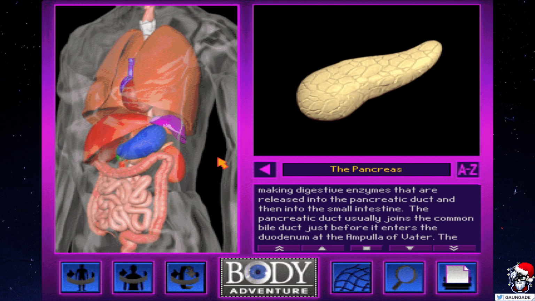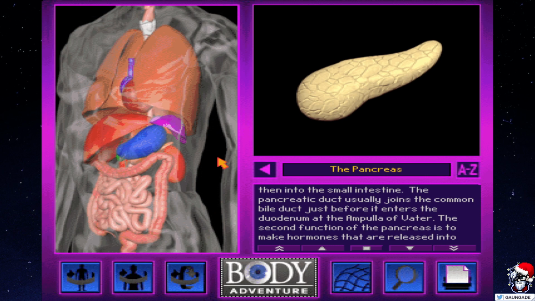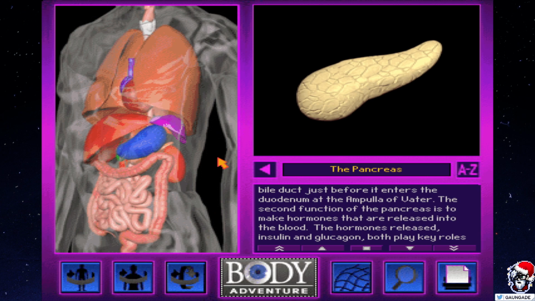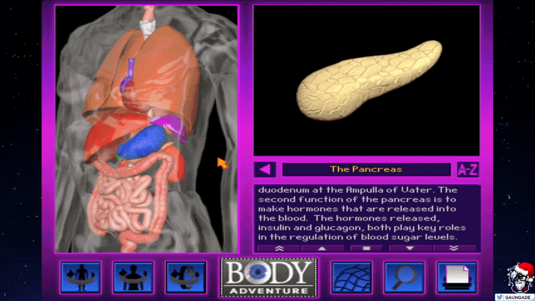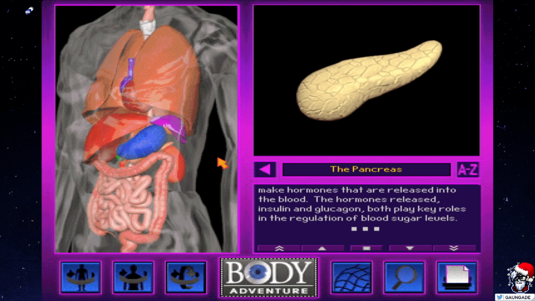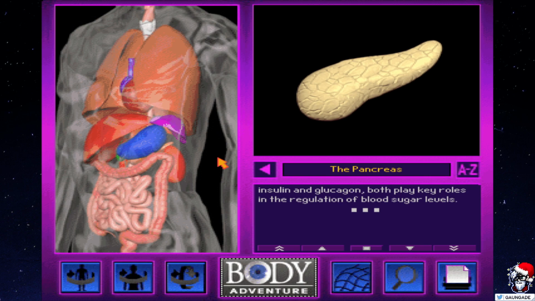The pancreatic duct usually joins the common bile duct just before it enters the duodenum at the ampulla of Vater. The second function of the pancreas is to make hormones that are released into the blood. The hormones released, insulin and glucagon, both play key roles in the regulation of blood sugar levels.